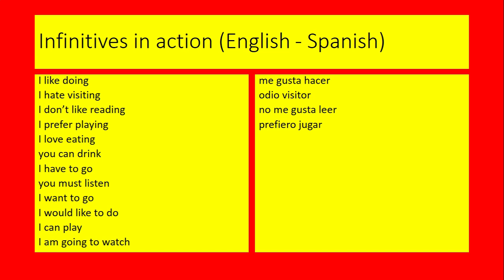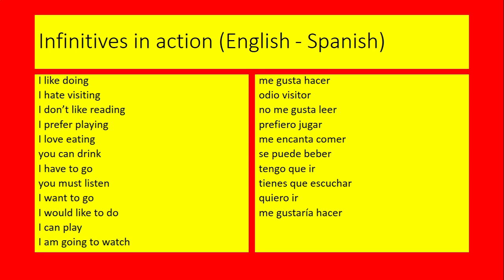No me gusta leer. Prefiero jugar. Me encanta comer. Se puede beber. Tengo que ir. Tienes que escuchar. Quiero ir. Me gustaría hacer. Puedo jugar. Voy a ver. So all of these expressions are followed by the infinitive. That's why they all end in ER, AR and IR. Apart from the I hate visiting one, I told you that was a mistake.